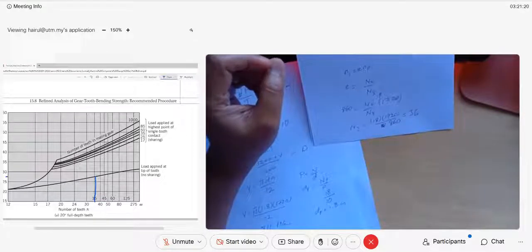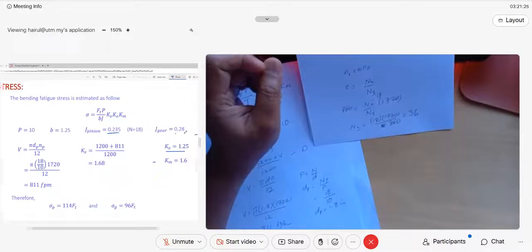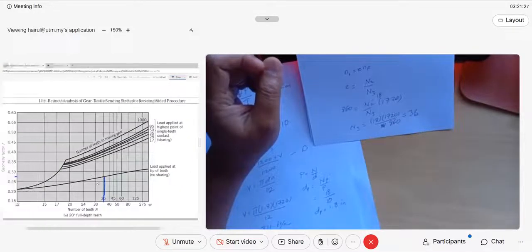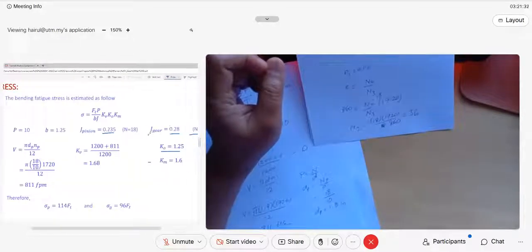0.275, right? So your J for the gear is 0.28. Correct? 0.28, close to 0.28 this one. This one is close to 0.28. Class clear? Hello class.